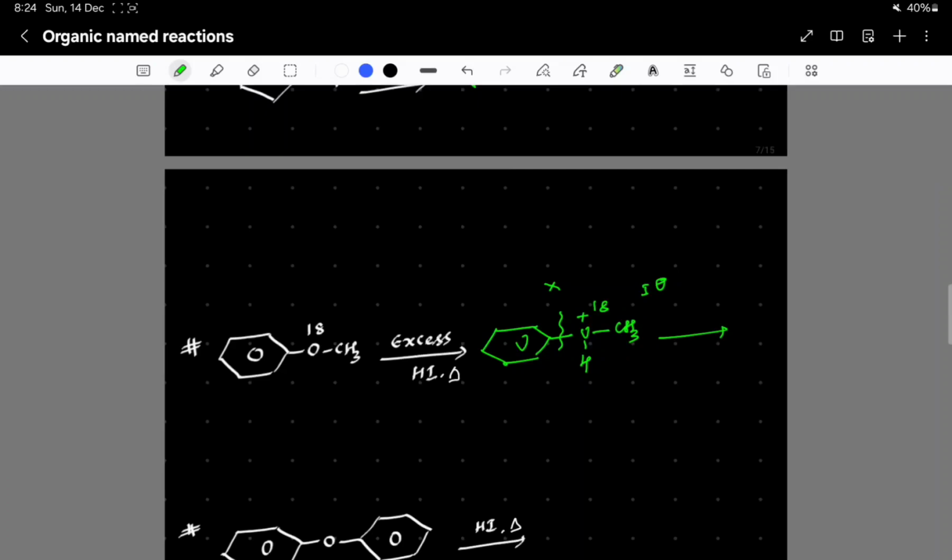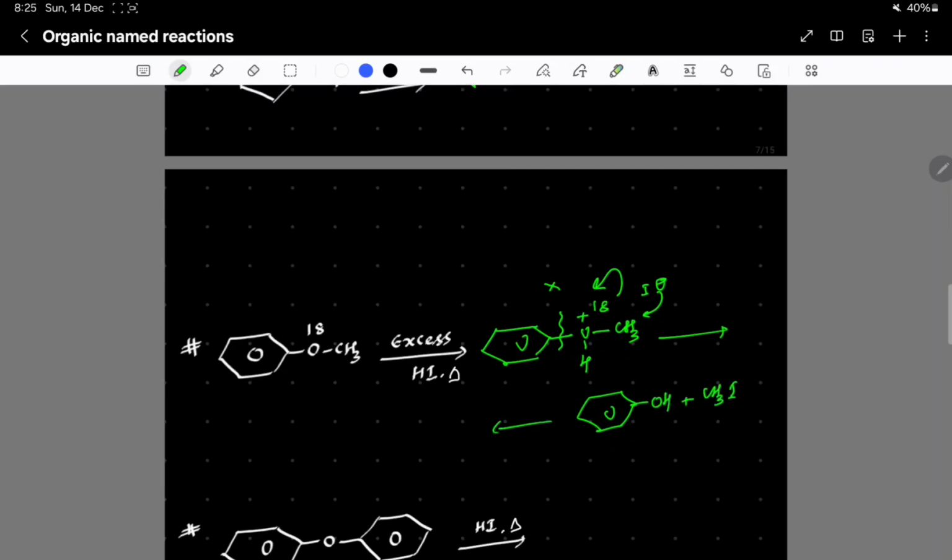Now I have only one option. I will shift this bond here and break the C-O bond here only. Then I will get the O18 on this side only. Then I minus will attack here and I will get OH plus CH3I, right?